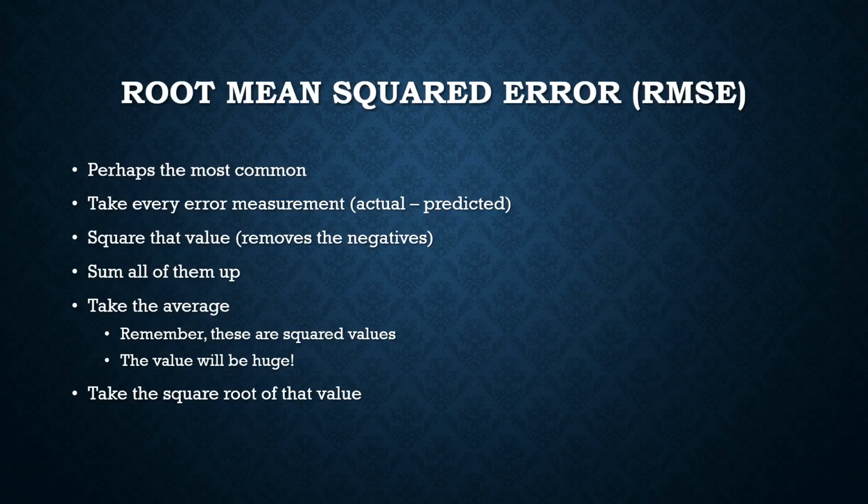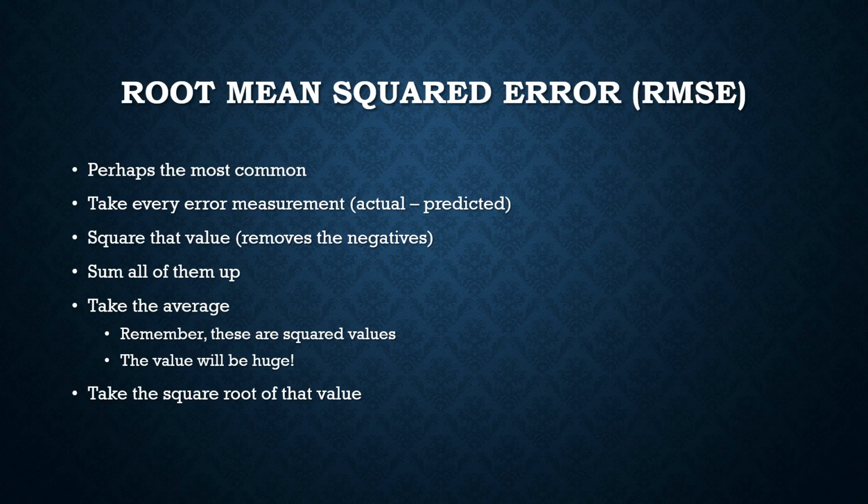The last one, root mean squared error, is probably the one, if I want you to remember any of them, this is the one I want you to remember because it's the one that's most commonly used pretty much everywhere. And we take the actual and subtract the predicted, and then we square that value. By squaring that value, it removes the negatives, because a negative times a negative will result in a positive.